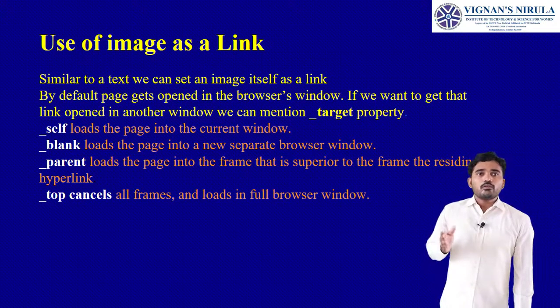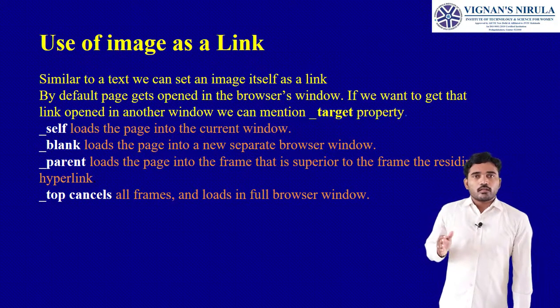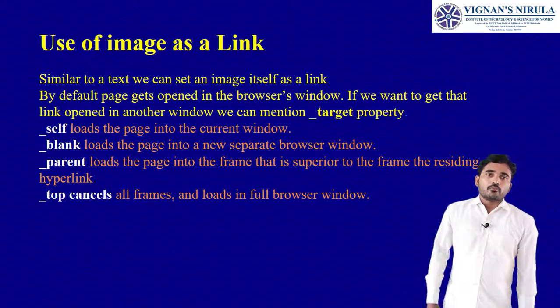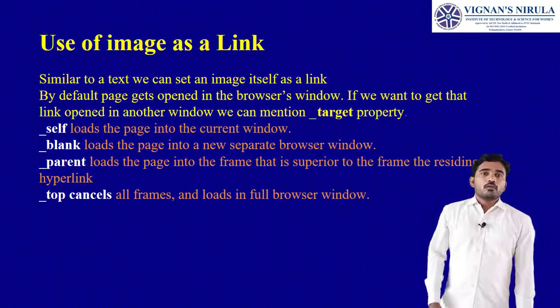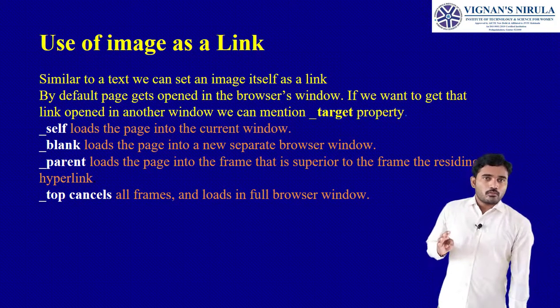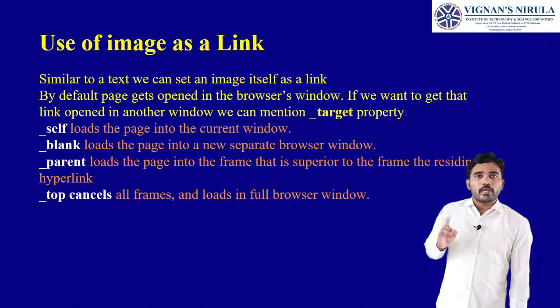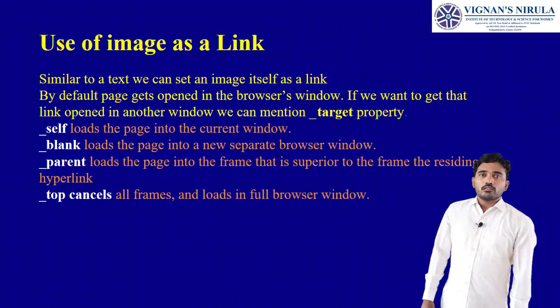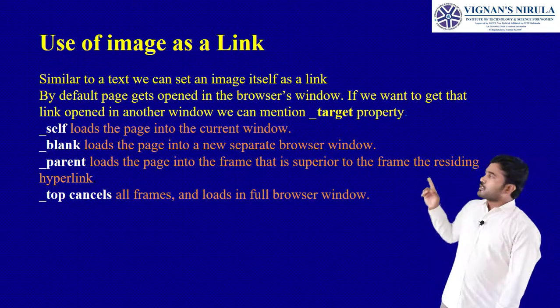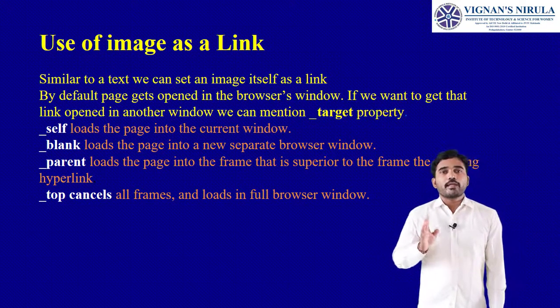If we want to get the link opened in another window, we can mention the target attribute or target property. For that target property we can use one value among the 4 values. What are those 4 values? The first one is self, then blank, parent and top.